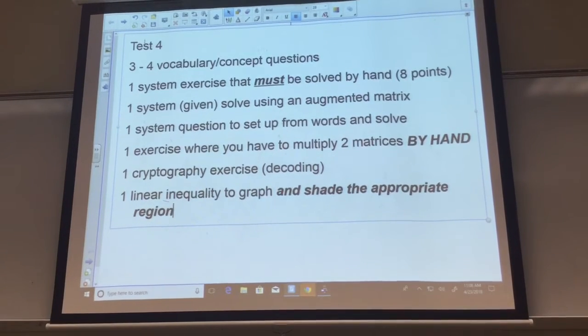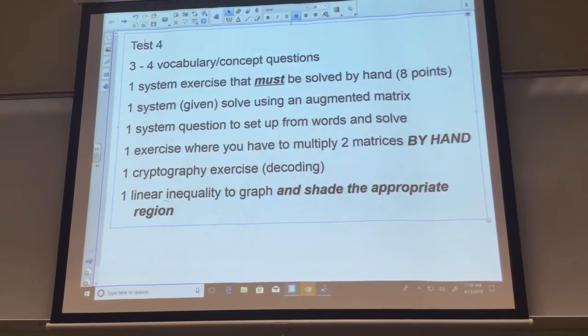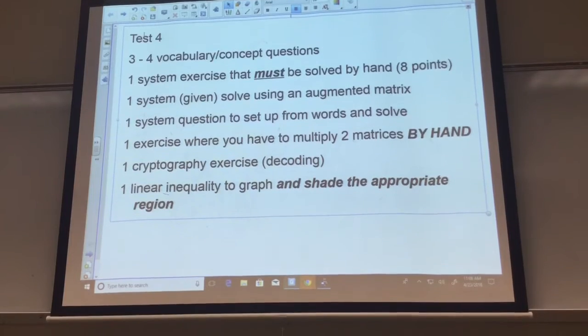Intercepts, be able to show the test point and how you figured out which region it was, so there will be a place for you to be able to get that one done.